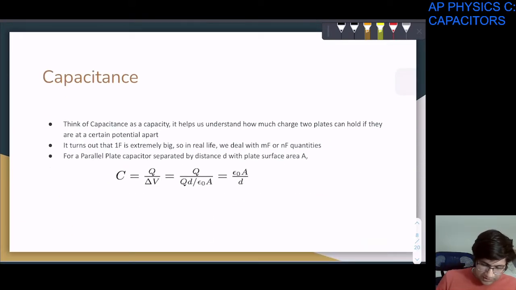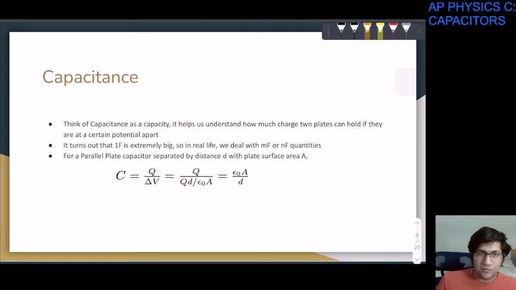So a parallel plate capacitor separated by a distance D with plate surface area A. Well, the capacitance, which is a constant of proportionality, which is defined to be Q divided by V, turns out to be equal to epsilon 0 A divided by D. So epsilon 0 is the same epsilon 0 we've seen earlier, the permeability of free space, and A is the surface area, and D is the separation.